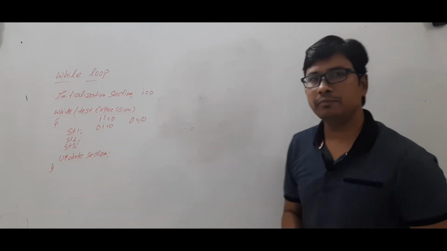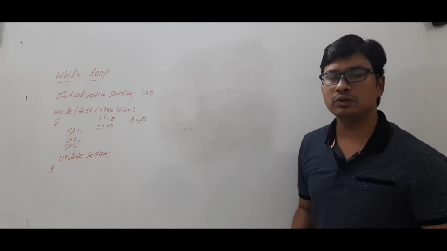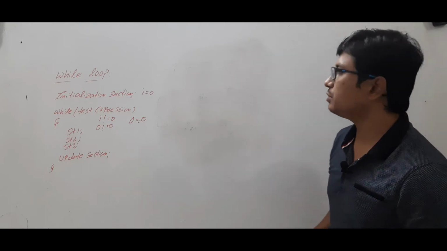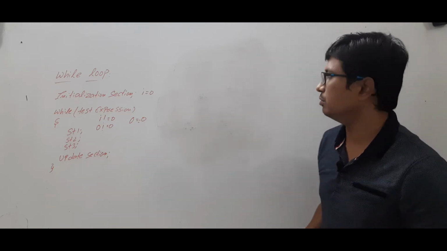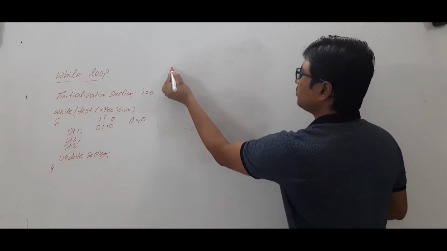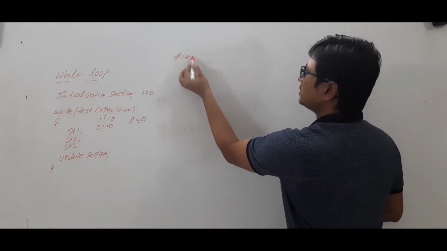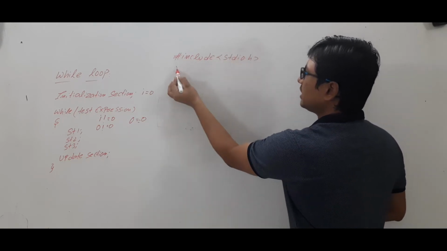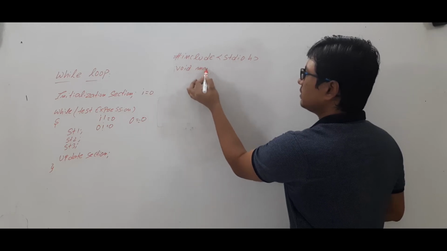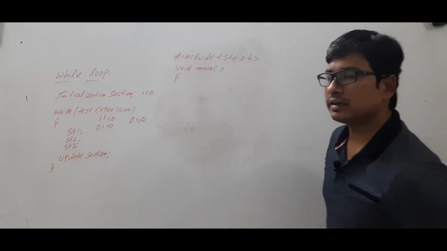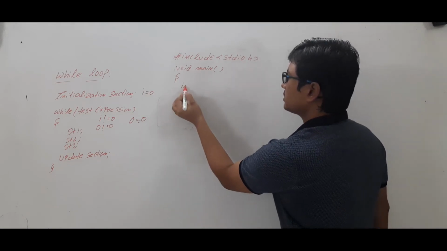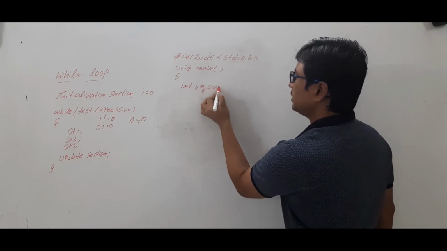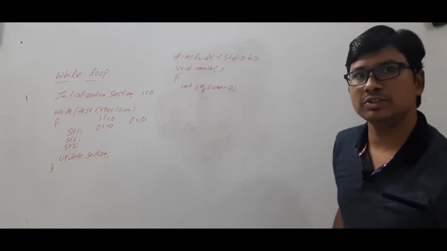Now, the objective of my program is to find the sum of first n natural numbers. This is the objective I want to do using the while loop. First I need to write #include <stdio.h>, and then I will write void main, and then I will take the variables i, n, and the sum also, because sum I need to display, and I will initialize sum is equal to 0.